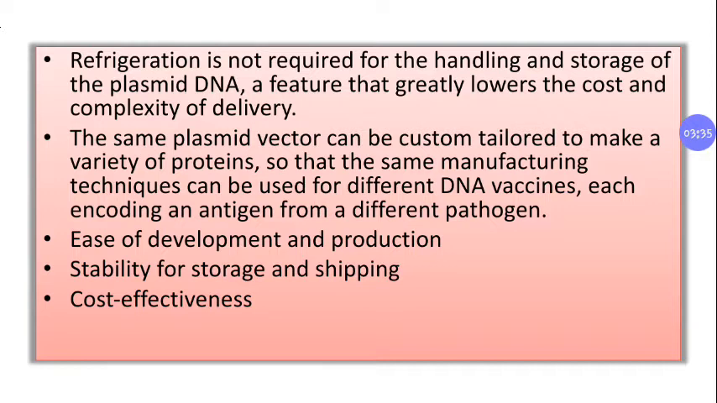Refrigeration is not required for the handling and storage of the plasmid DNA, and this greatly lowers the cost and complexity of delivery. The same plasmid vector can be custom tailored to make a variety of proteins, so that the same manufacturing techniques can be used for different DNA vaccines, each encoding an antigen from a different pathogen. The development and production is easy, and the storage and shipping are stable and cost effective.